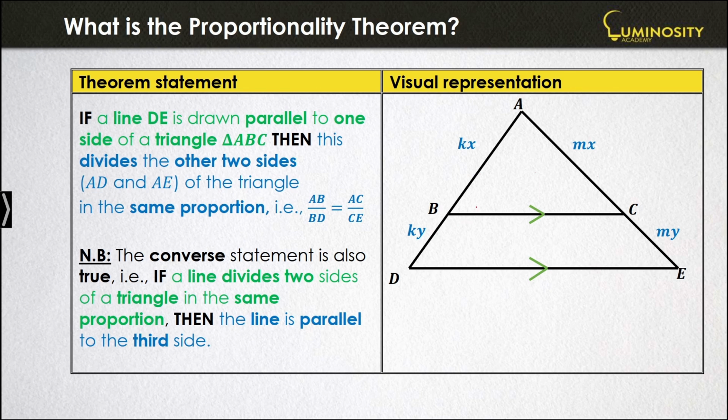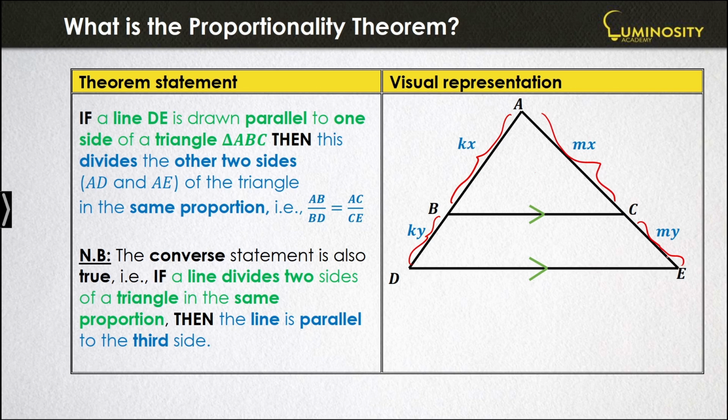The only given information is that you start off with a triangle ABC and you have another line DE that's parallel to it. Then the conclusion says that this will divide the other two sides, the non-parallel sides, into the same proportion. So that means that AB divided by BD is in the same proportion as AC over CE.